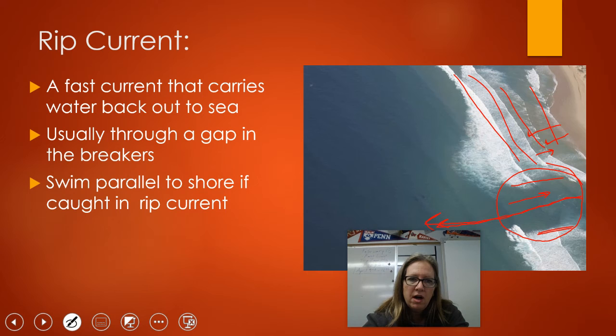So if you ever get caught in one, you're supposed to swim parallel to the shore, either direction, and try to get out of it. You'll be moving in this direction, but as you're swimming that way, you're going to kind of go in a diagonal pattern. And once you're out of it, then you'll be able to go back to shore, okay? And just look for them. Look for an odd gap in the breakers and steer clear of it, okay?